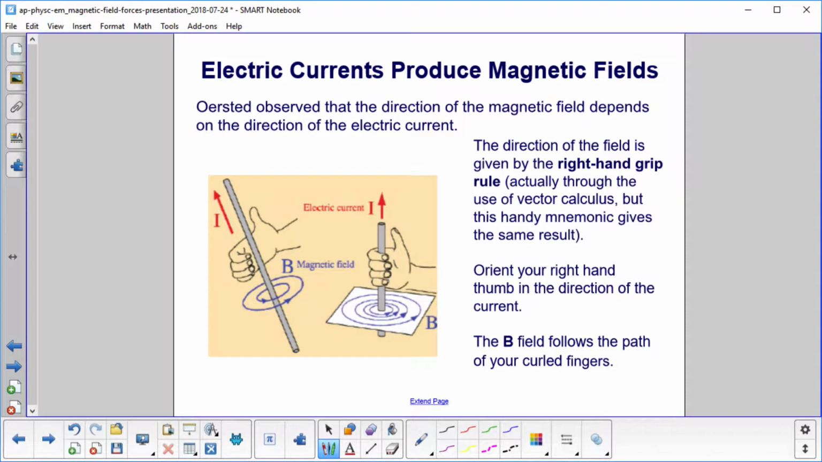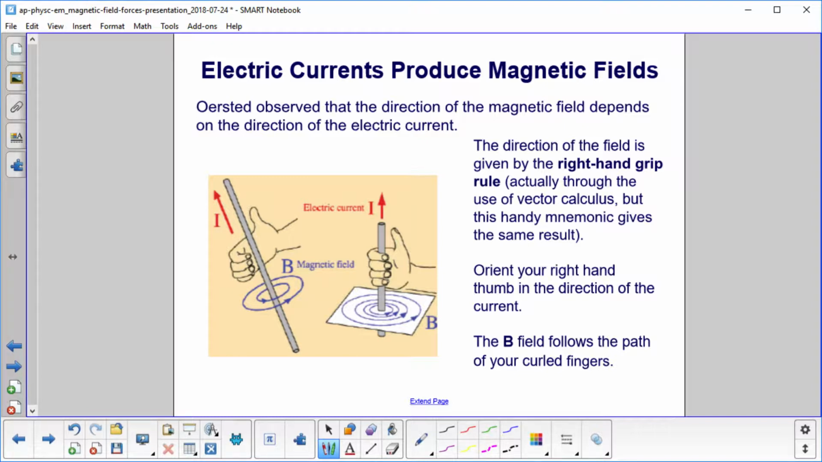Ørsted observed that the direction of the magnetic field depends on the direction of the electric current. The direction of the field is given by the right-hand grip rule, actually through the use of vector calculus and the Biot-Savart law, which we'll get to next unit, but this handy mnemonic gives the same results.